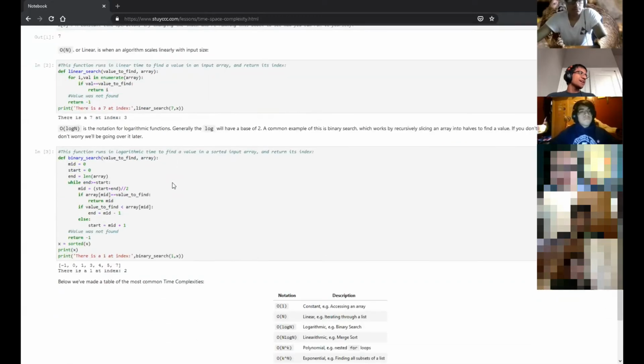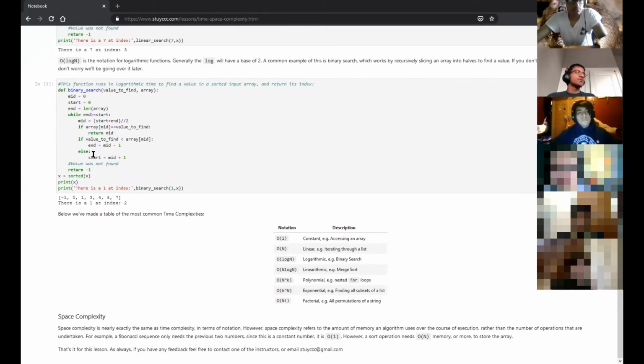And then the last example on here that I've actually written code for to visualize is O of log n. Now, log n, if people don't know what log is, it's a function for finding the number of times some base value will go into another number.